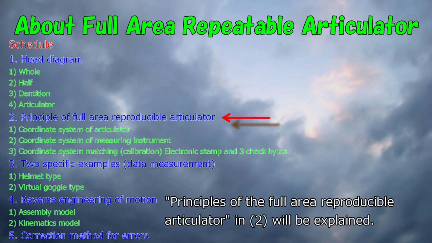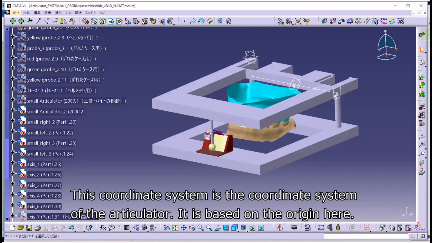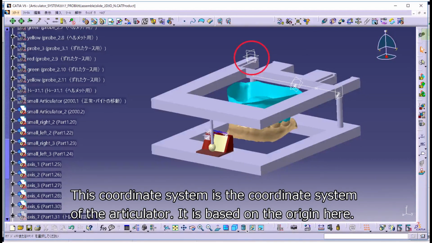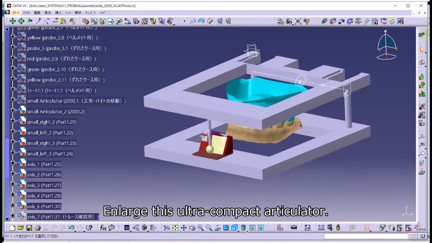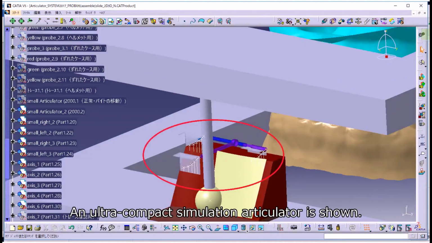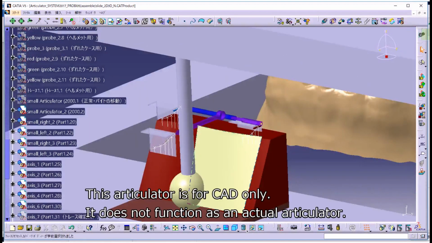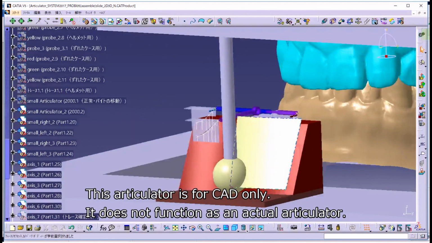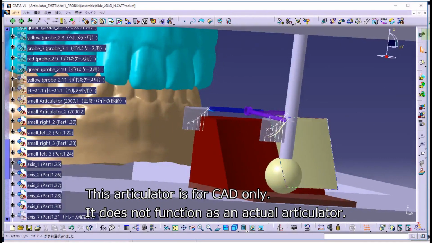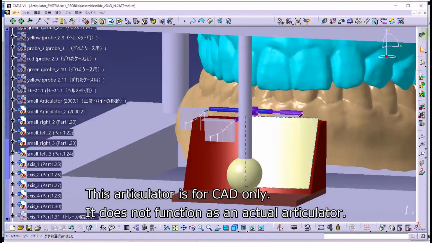Principles of the full area reproducible articulator, in 2, will be explained. This is the coordinate system of the articulator. It is based on the origin here. Enlarge this ultra-compact articulator. An ultra-compact simulation articulator is shown. This articulator is for CAD only. It does not function as an actual articulator.